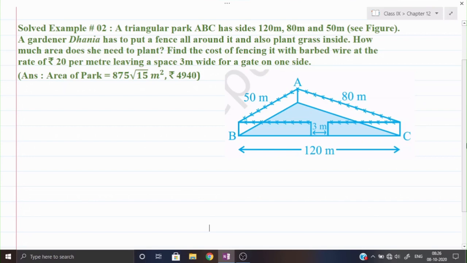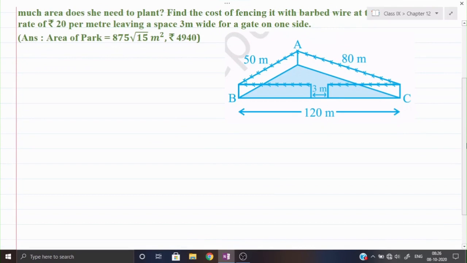Okay, so let us write down first in the solution. First we will mention here that the area of grass that is required here is equal to the area of the triangular field. Okay, because you can see that the grass has covered the whole field. So that's why we can say that the grass area will be equal to the area of the triangular field.